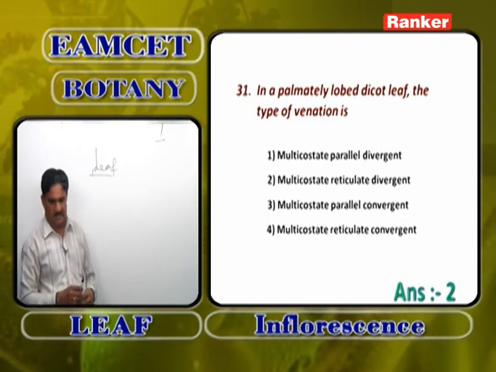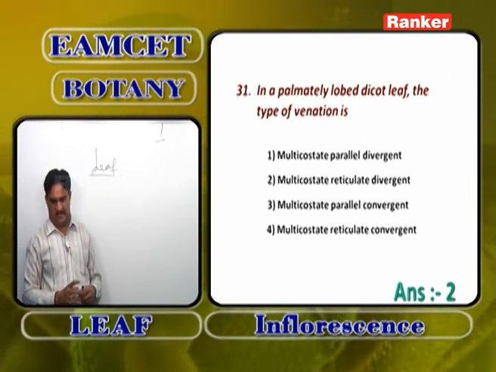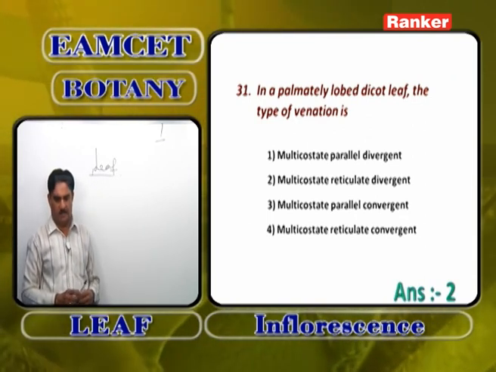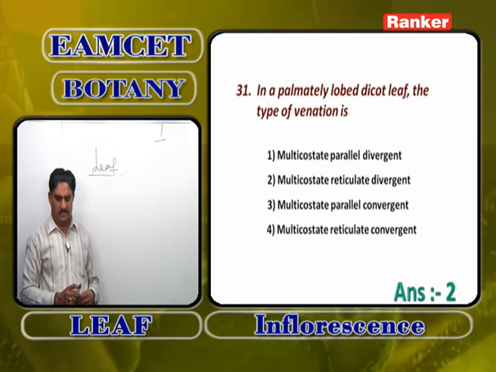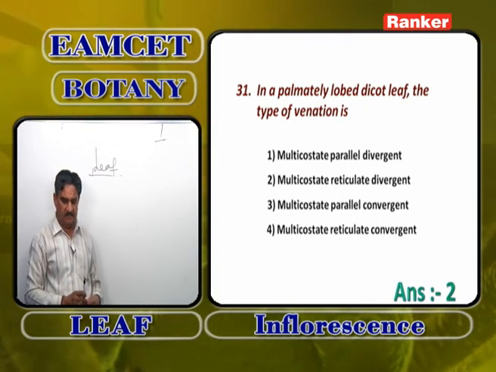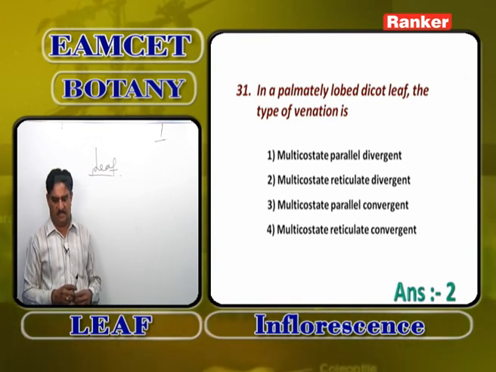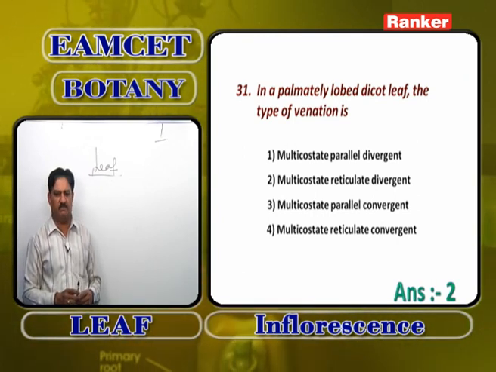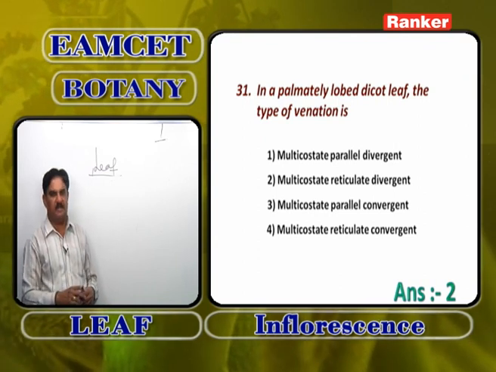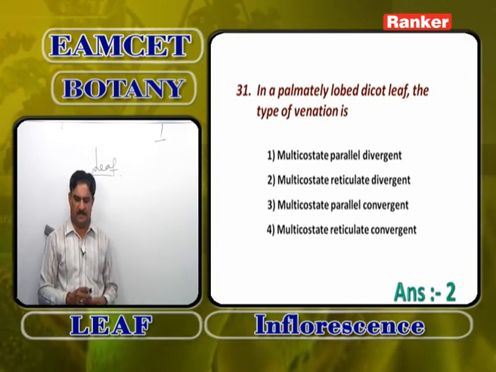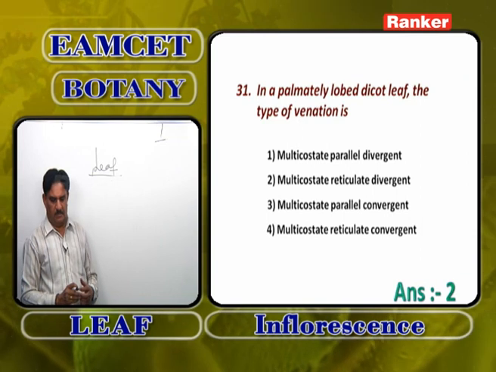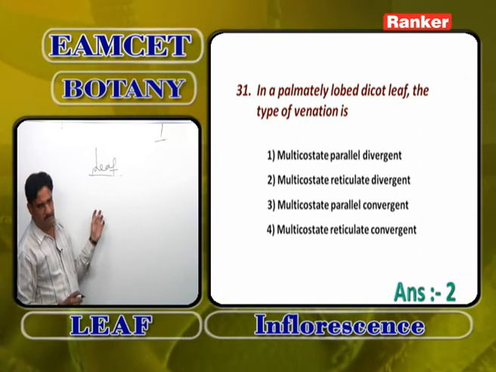Multicostate parallel divergent is found in Borassus, but it is not a palmately lobed dicot leaf. Multicostate parallel convergent is found in rice, maize, and Zea, which are also not dicots. Multicostate reticulate convergent is found in dicots, but not in this plant. A palmately lobed dicot leaf is found in other plants.